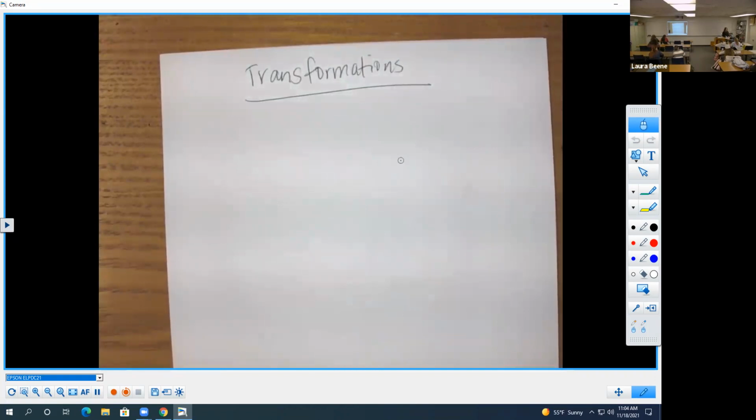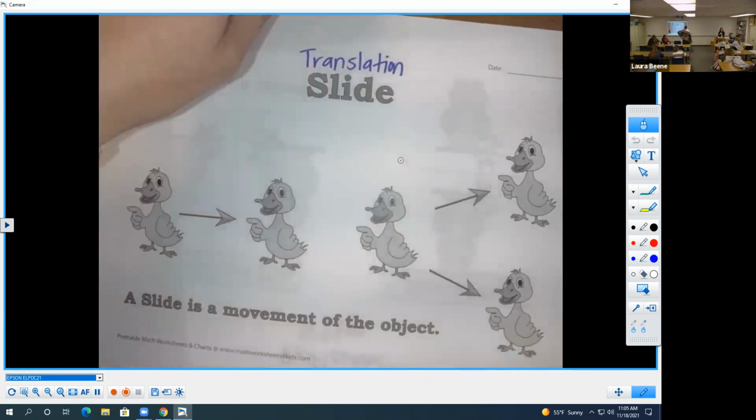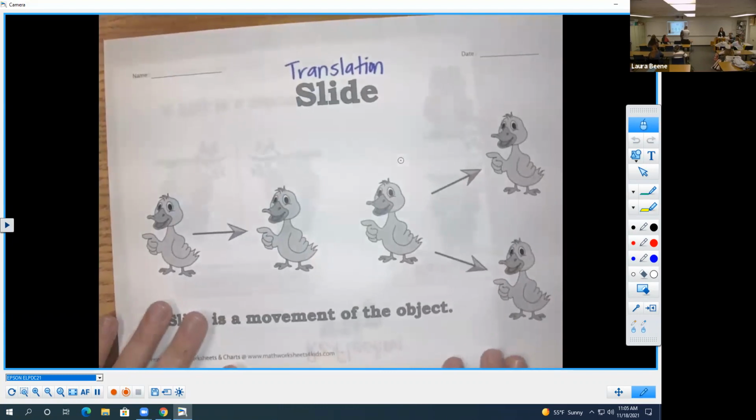Okay, so transformations. What are transformations? Picture and you do all the things with it. So we have three different types of transformations. The first type of transformation is a translation. And a translation is a slide, okay?